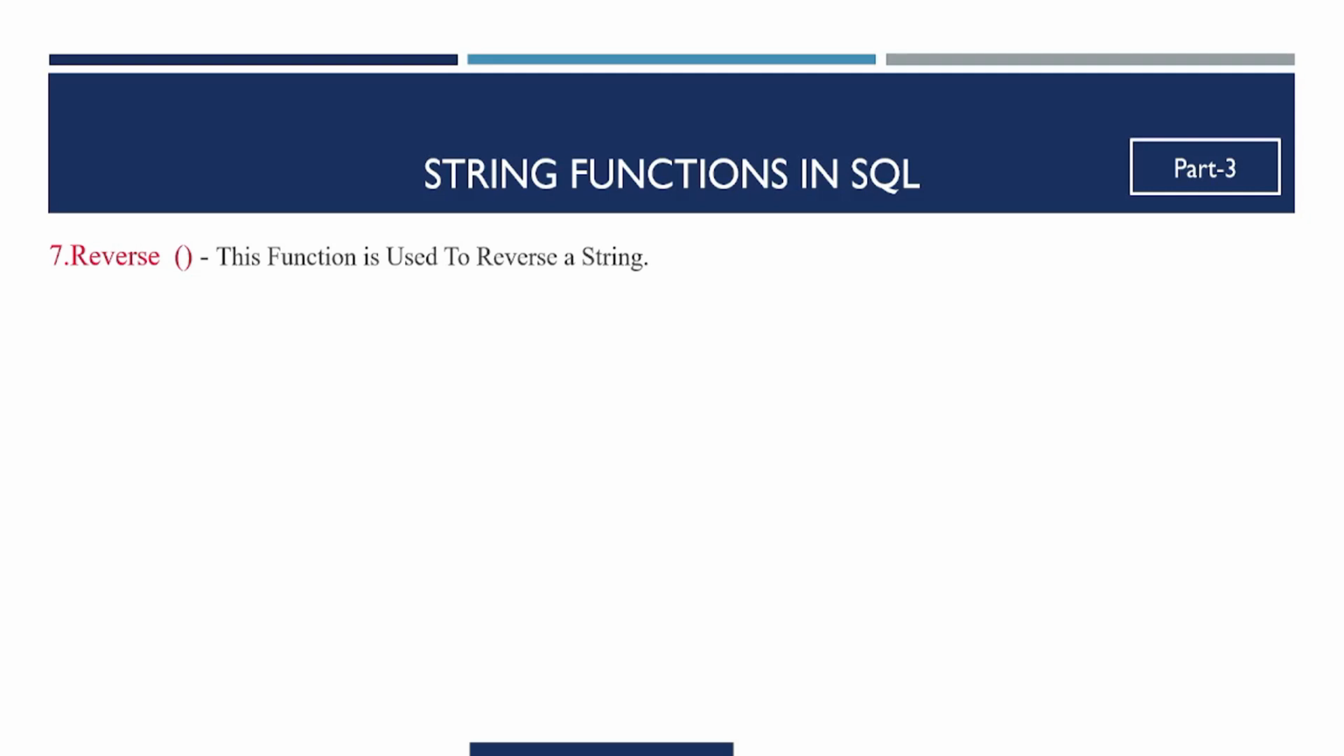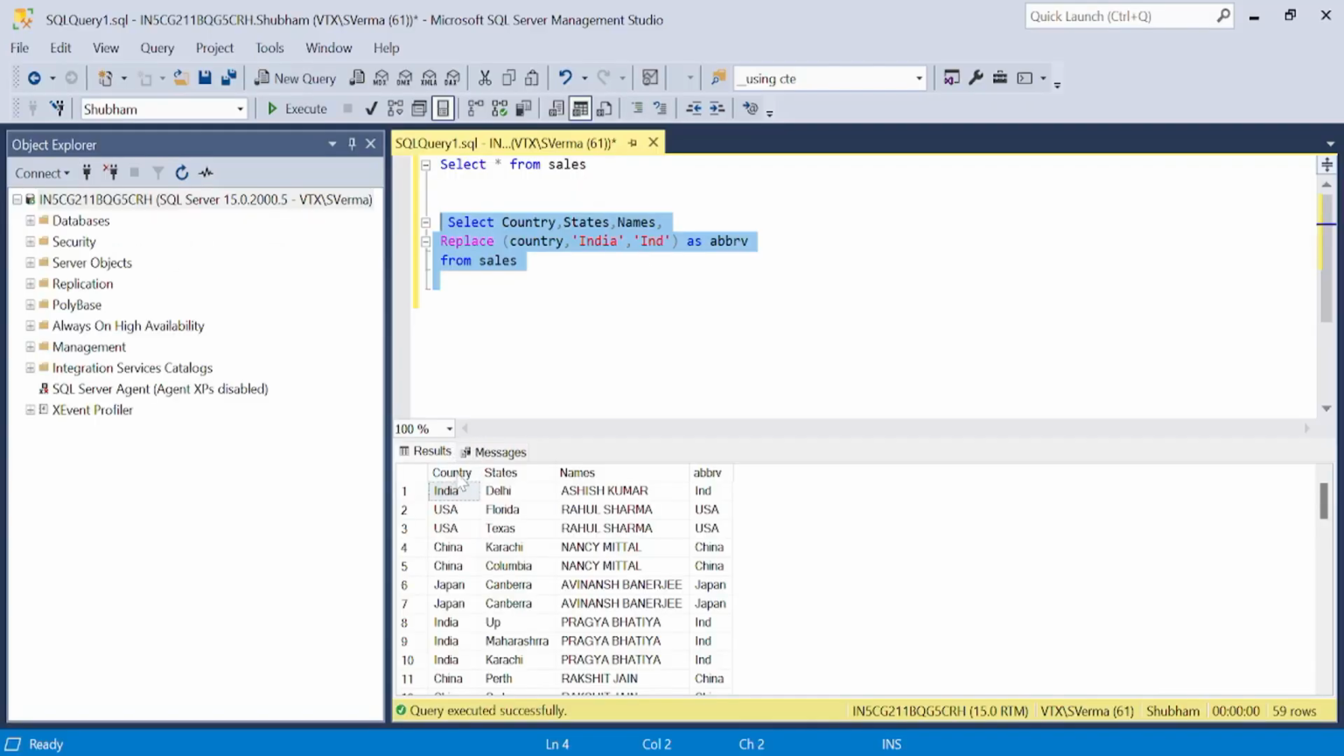And now let's understand how we can use the reverse function in SQL. Let's suppose I want to reverse the data from this country column. So let me make some changes under this query. Let me remove these values from here and simply use the reverse function. Now let me select this query and hit execute.